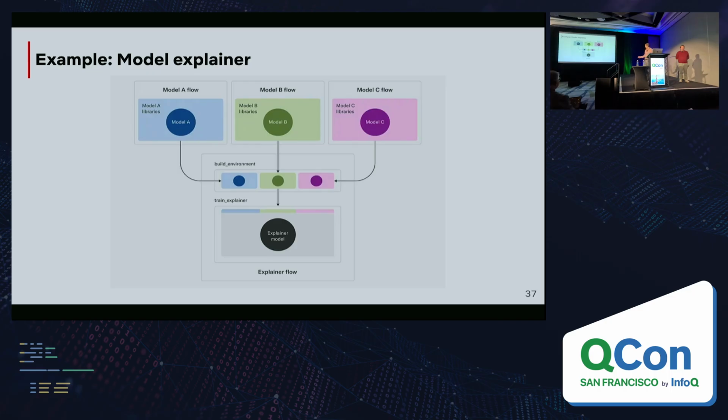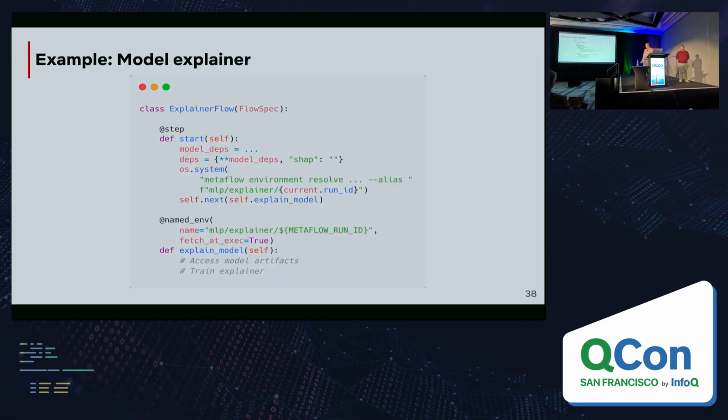Now, when you want to train the explainer for it, you need to not only run in the environment that the model was trained in, you also need to add your own dependencies, like, for example, SHAP, to be able to train it. So what the user did here using Metaflow environments is effectively, in their flow, the first step builds the new environment to train the model.